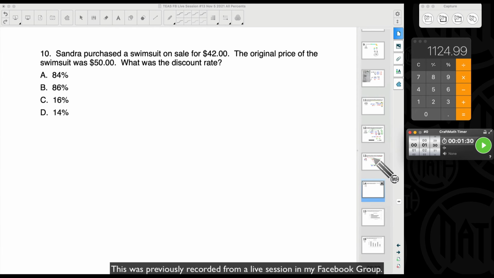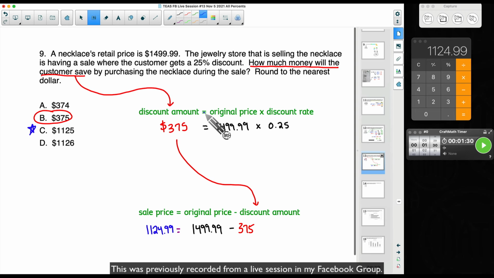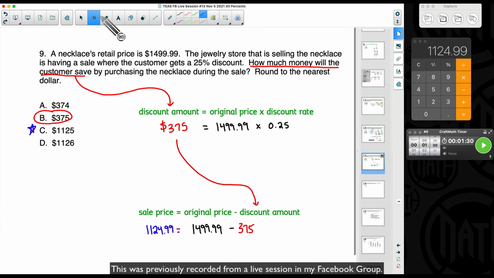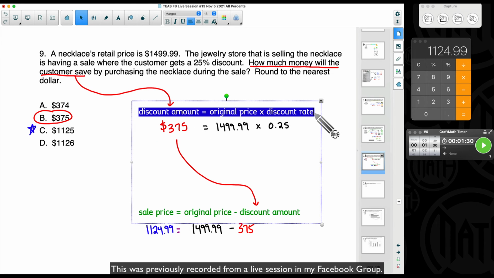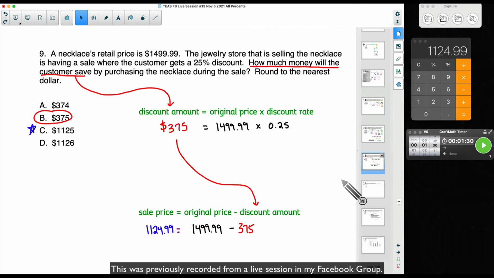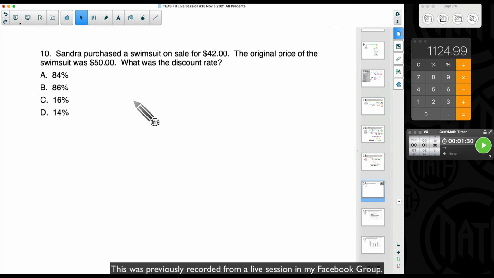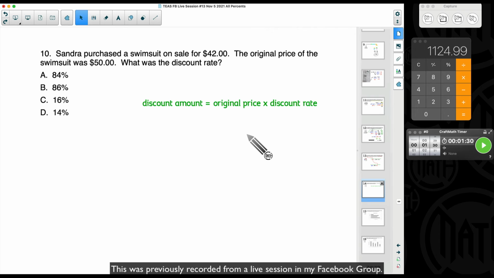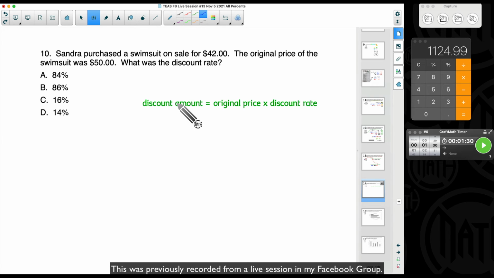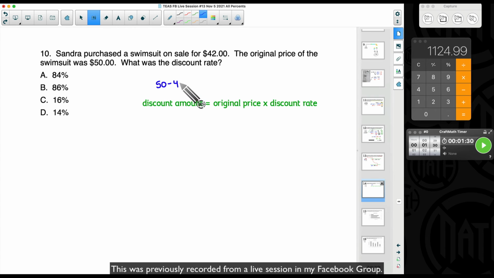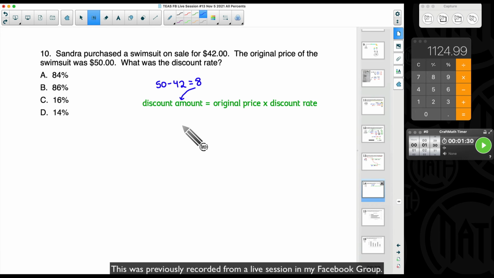So yes, we can use proportions, but I like to think about this without doing proportions. It's really a quick formula here. And I know you're thinking, man, I got to memorize all these formulas on top of geometry stuff, but I'm trying to show you the fast way as well. So let's look at this one right here. Discount amount equals the original price times the discount rate. In this particular problem, for the discount amount, we can take 50 bucks minus the $42. There is a difference of $8. That is the discount amount.